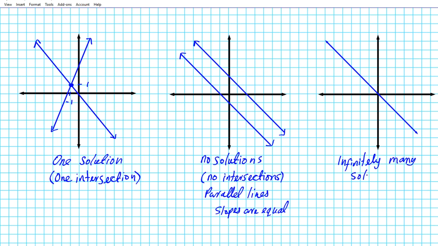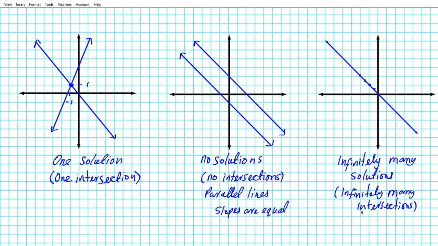Why do you have infinitely many solutions? Because you have infinitely many intersections. I hope you can visualize why we say we have infinitely many intersections. At every point you have an intersection. Any point you select on the line is a point of intersection. How many points are there on a line? You have infinitely many points on a line. So that's why you have infinitely many intersections.